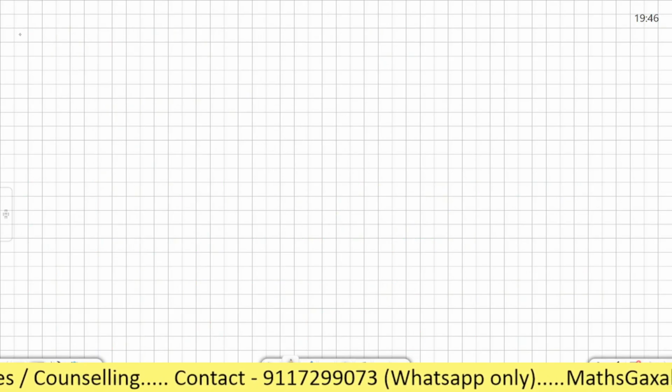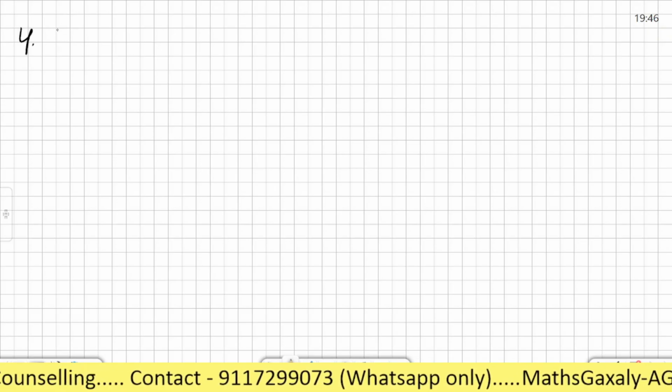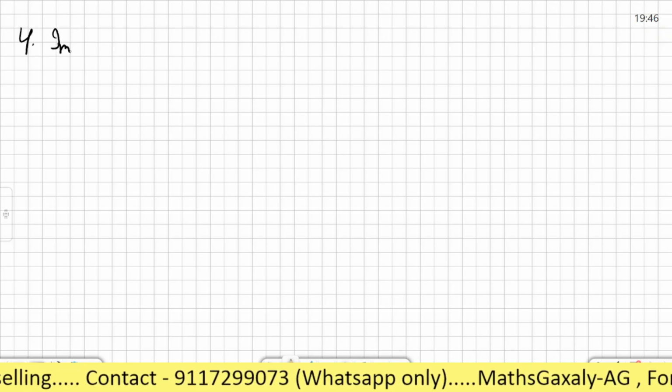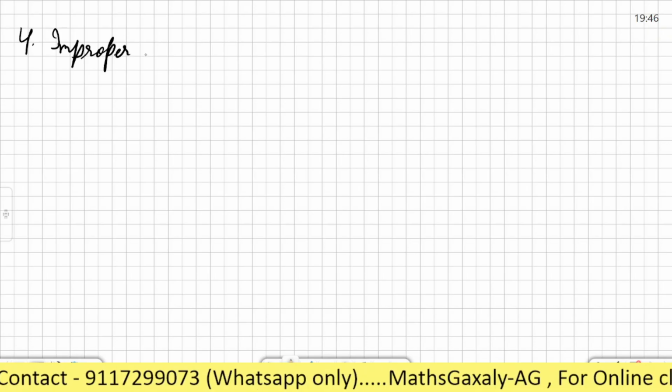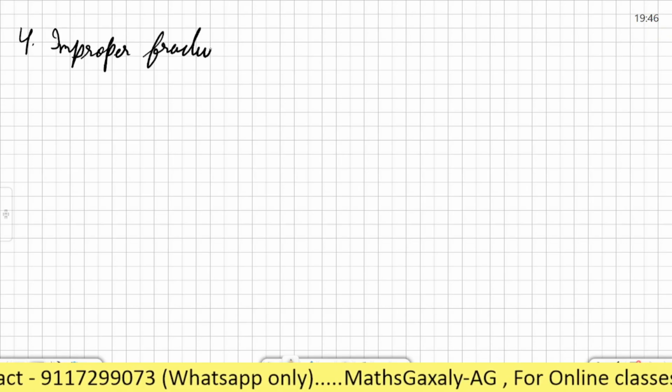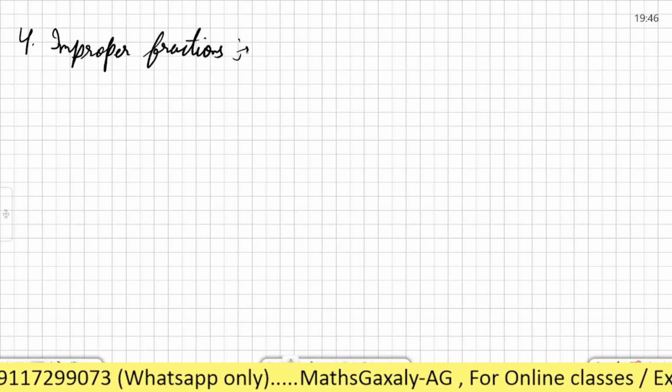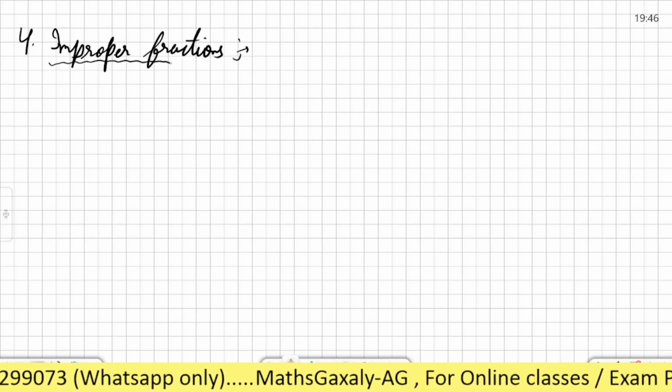The fourth one, na? It's improper fraction. Sir, improper fraction, the denominator is smaller than the numerator. Yes, very good, dear. है ना? It is just the opposite of proper, right?